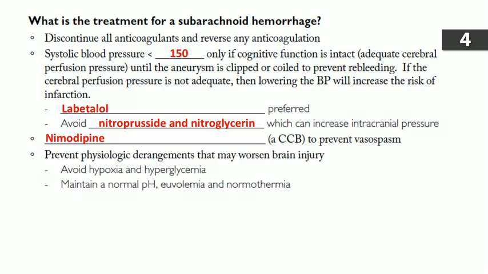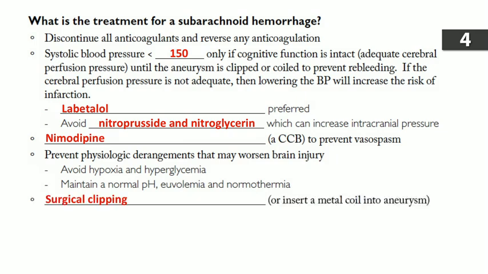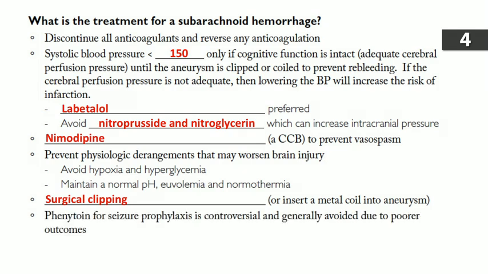You need to prevent physiologic derangements that may worsen brain injury. So you're going to avoid hypoxia and hyperglycemia. You're going to maintain a normal pH, maintain euvolemia, keep the temperature normal. And then the definitive treatment is surgical clipping or insertion of a metal coil into the aneurysm. Then the next bullet says that phenytoin for seizure prophylaxis is controversial and is generally avoided due to poorer outcomes. And you might do a ventriculostomy to monitor intracranial pressure in select patients.